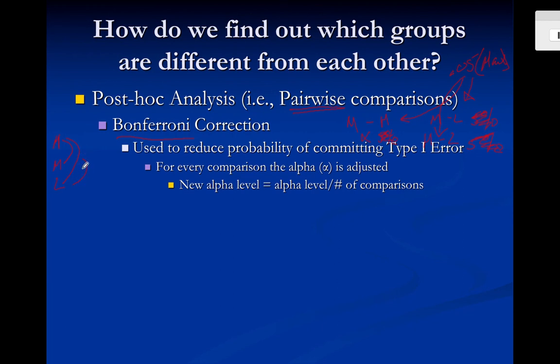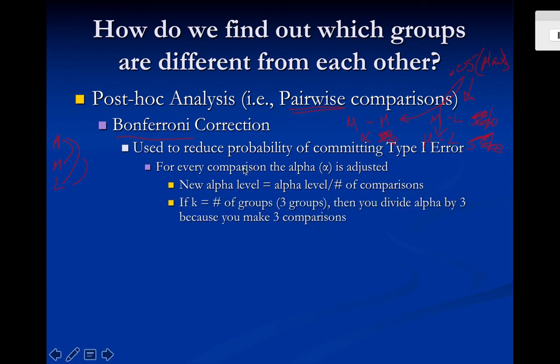Those are all my possible combinations that I have. So I have three possible combinations. In this particular case, I want to look at the number of groups that I have. We're going to classify that as the letter K. K refers in ANOVA to the number of groups. So I have the number of groups, in this case 3: high, moderate, and low.